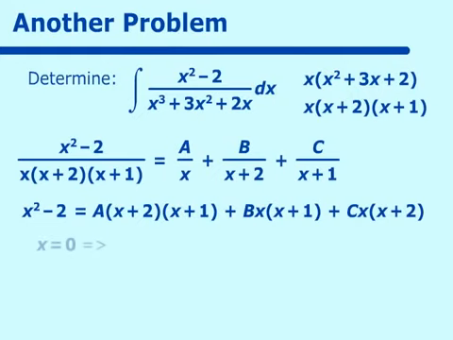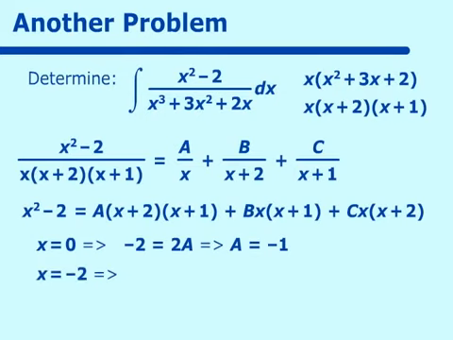If I set x equal to 0, what happens? Well, the b term and the c term cancel out. I am only left with the a. So we'll have a 0 substituted for x on the left-hand side and get a negative 2. And when I substitute it on the right-hand side, I get 2 times 1 is 2a. So that gives me a equal to negative 1. Very simple.